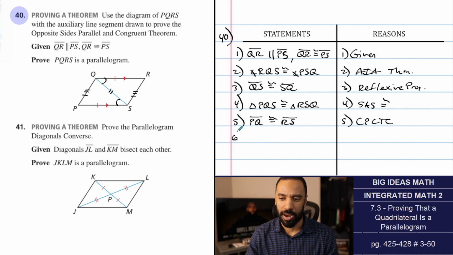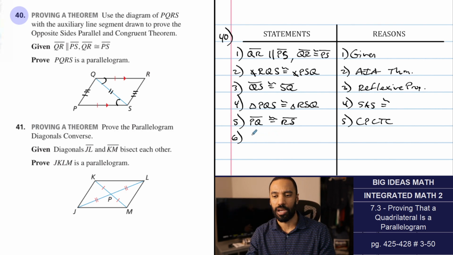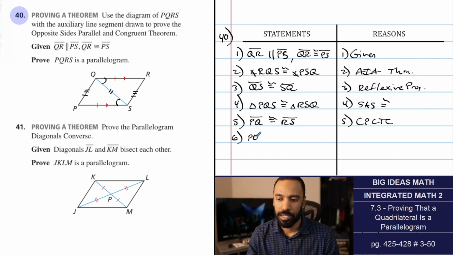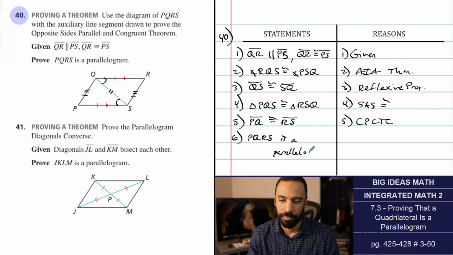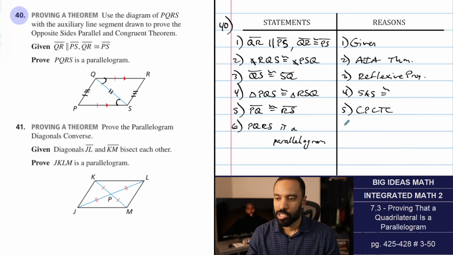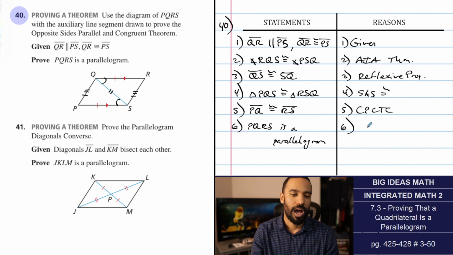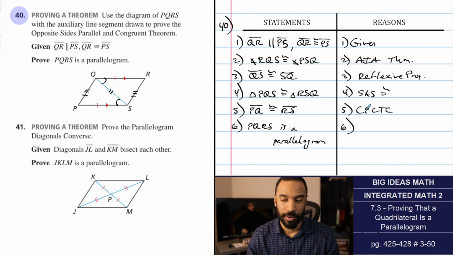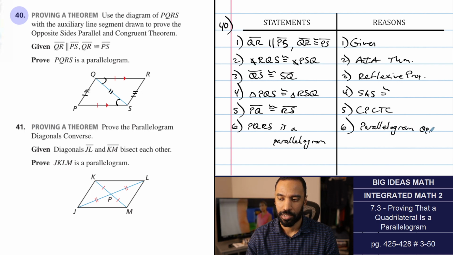And now we can say it's a parallelogram, not by definition. PQRS is a parallelogram because of the parallelogram opposite sides converse. Now that both sets of opposite sides are congruent, we already proved that, so we can use that. I guess, right? That's how I'm going to work that.